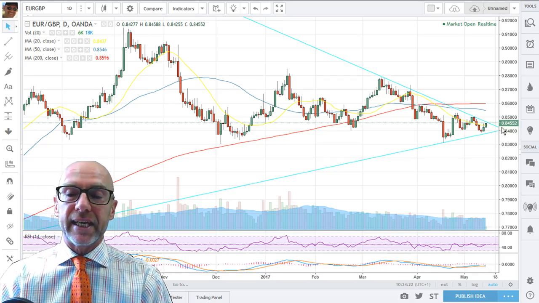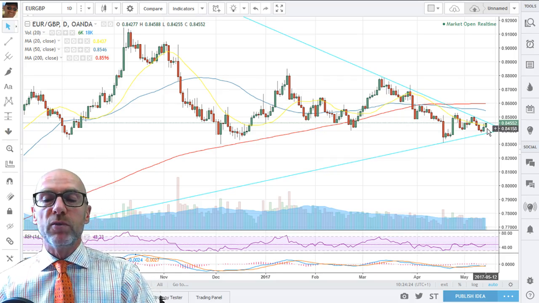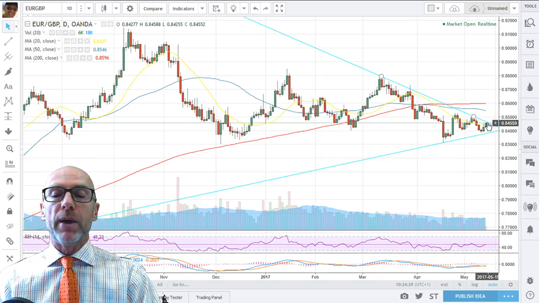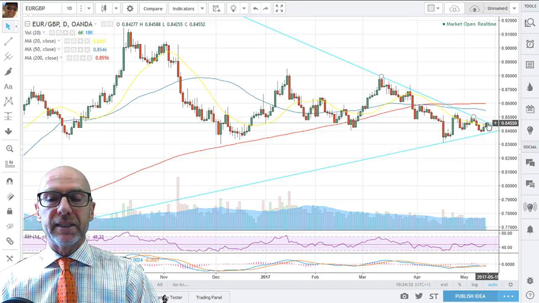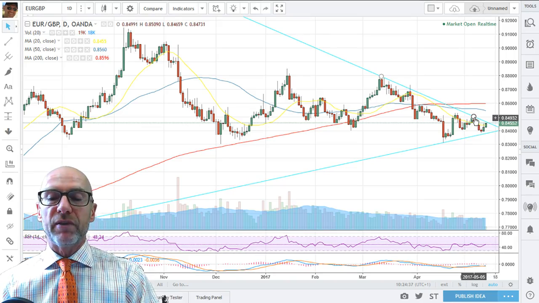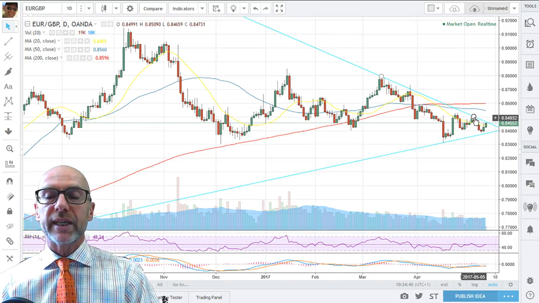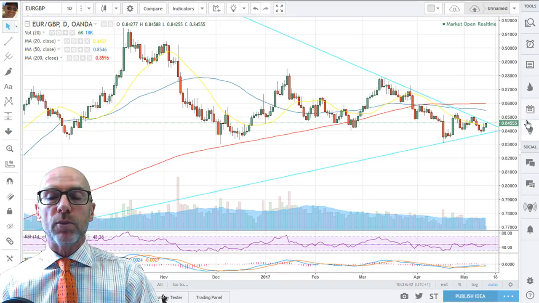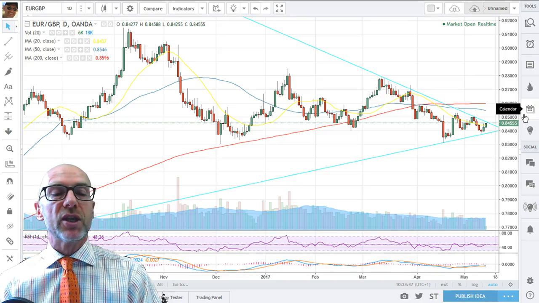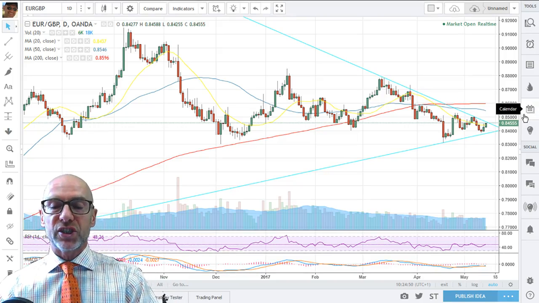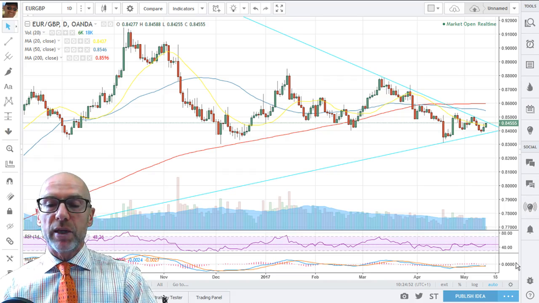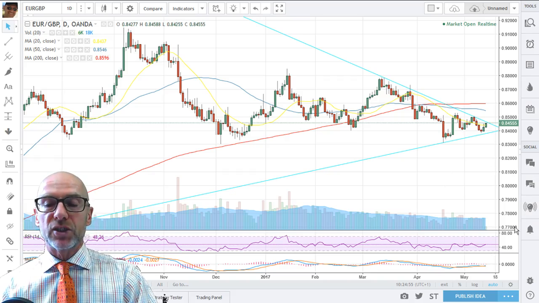What I can say is that at the moment we've moved above the 20-day moving average, which is positive. We're towards the upper boundary of the downtrend, and if we get a break, you're likely to see that high on the 5th of May, which is around 84.93, being broken. And then we're probably going to trend up towards the next resistance level, which is the 50-day moving average. That's at 85.46.